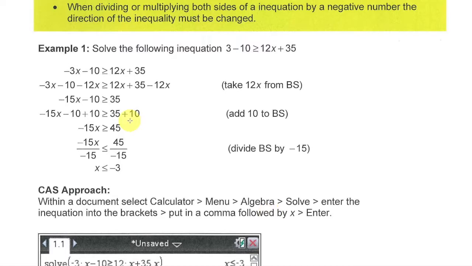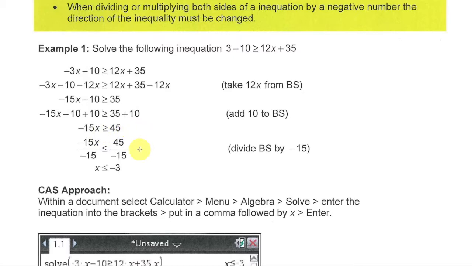Let's look at an example here. So in my first job here, I want to take 12x from both sides. So I do that. And I have a tidy up line. So the left-hand side is greater than or equal to 35. I now want to add 10 to both sides. And here's my tidy up line. So negative 15x is greater than or equal to 45.